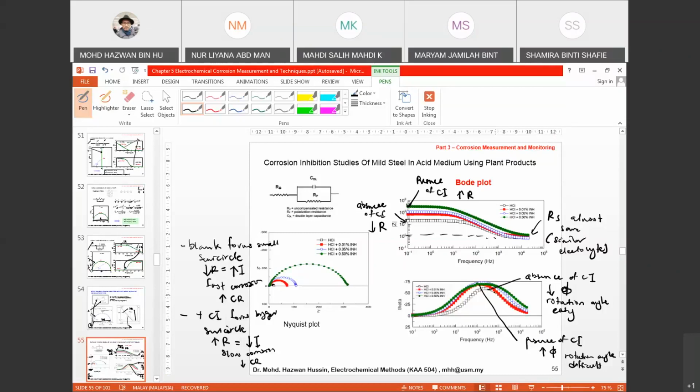If the phase angle value is bigger, we say that the interaction between the inhibitors and the surface, as I have explained in chapter 3 regarding corrosion inhibition, involves an adsorption mechanism. I think the bonding that forms between the inhibitors and the metal surface is very strong. Then you need more energy to overcome the bonding.